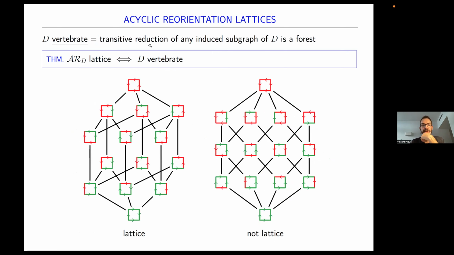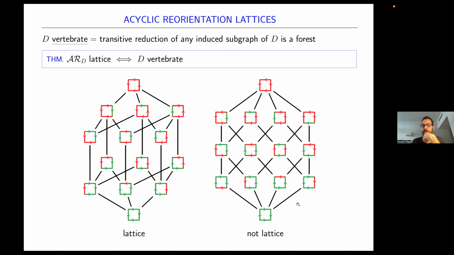What is vertebrate? You take any induced subgraph of D, and you want the transitive reduction of this to be a forest. So let me discuss the example on the left. So just look at the graph itself here, and you look at the transitive reduction of this graph. Well, it's all the graph. You have no way to write an edge as a path, to replace an edge by a path. And this is not a forest, it has a cycle, so this is not a lattice.